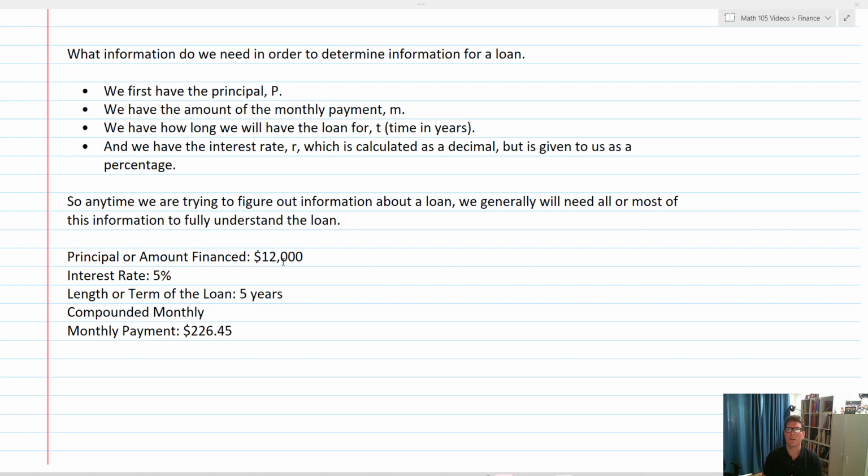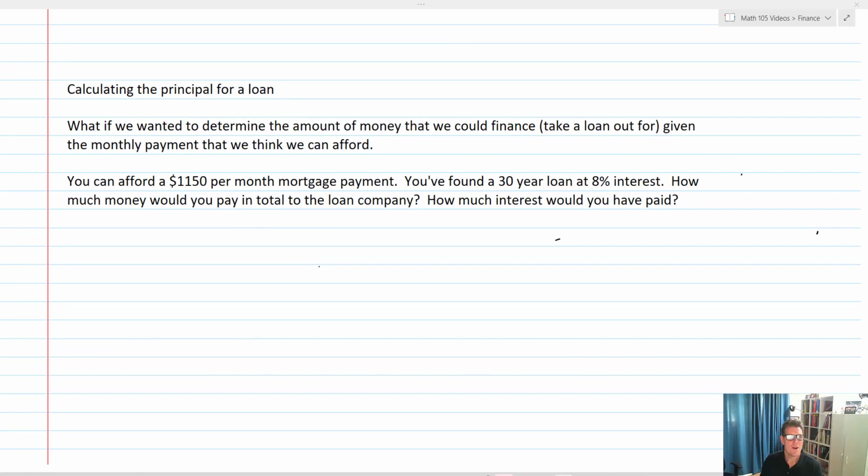And sometimes we will want to know things like, how long will it take us to pay off the balance? How much is the remaining balance? So there are a lot of things that we're going to get in terms of information on any kind of loan paperwork. But for our purposes right now, these are going to be the big things that we need to know: the principal or the amount financed, the interest rate, the length or term of the loan, and what the monthly payment might be.